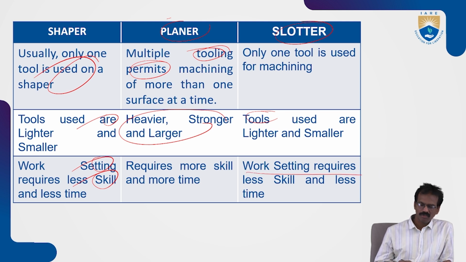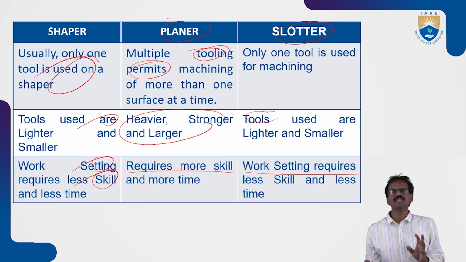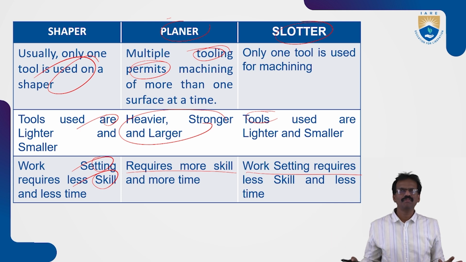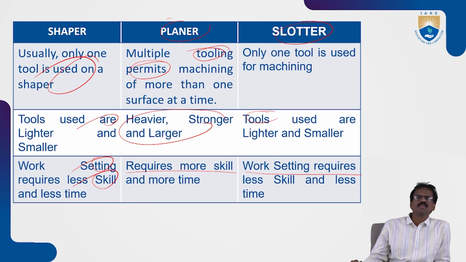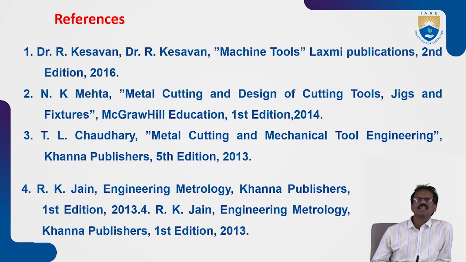Just like here, the same similarities hold in the slotting machine. Work setting requires less skill and less time. But in the case of planing, it is very important. It requires more skilled persons and takes more time to fix the workpiece. A heavy workpiece can be fixed on the table of the planer to perform the machining. So these are the main differences between the reciprocating machines, mainly the shaping machine, planer machine, and slotting machine.